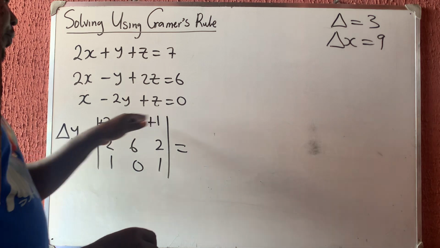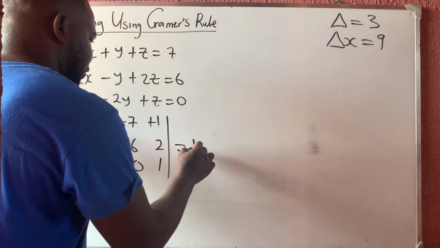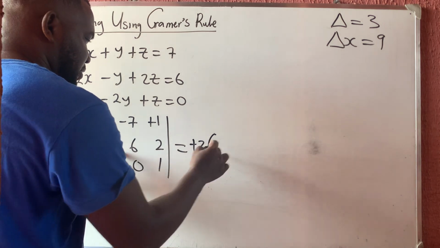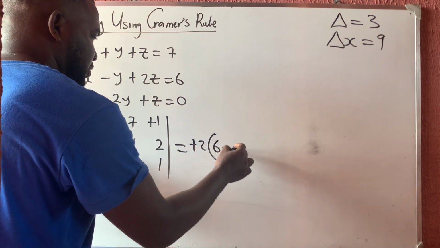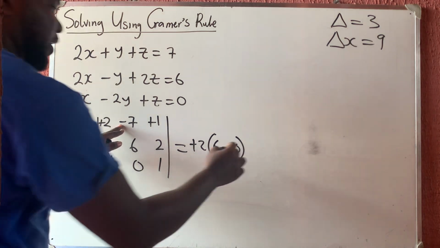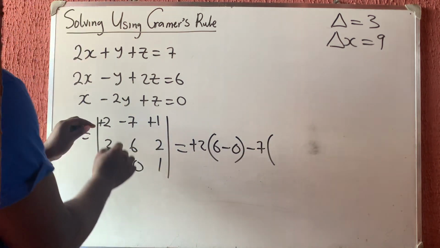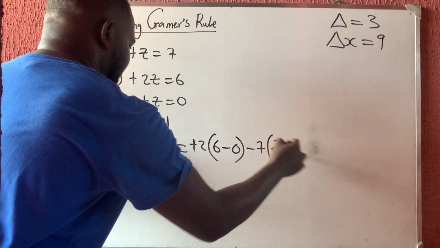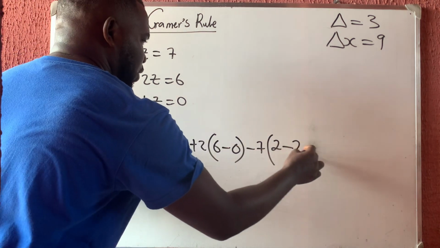So don't forget that everybody on top is just for picking. So if I pick plus 2, I'm left with left minus right. So this time this is 6 minus, this time this is 0. You close. So the next person I'm picking is minus 7. I'm going to have this time this to give us 2 minus this time this to give us 2 again. You close.